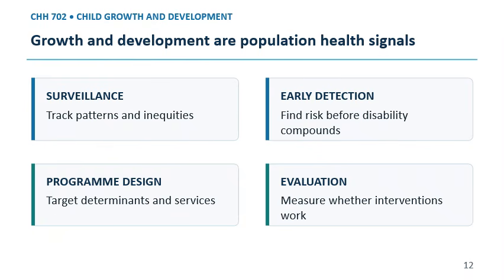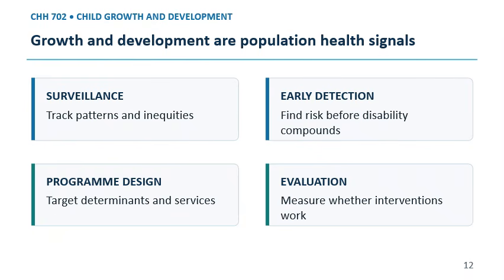Surveillance tells us what is happening and to whom. Early detection identifies risk before difficulty accumulates. Program design uses knowledge of determinants to select appropriate actions. Evaluation tells us whether those actions achieve the intended result. These functions are related but require different questions and indicators.